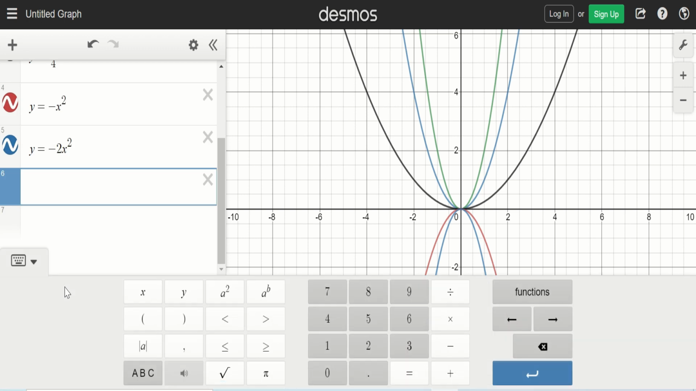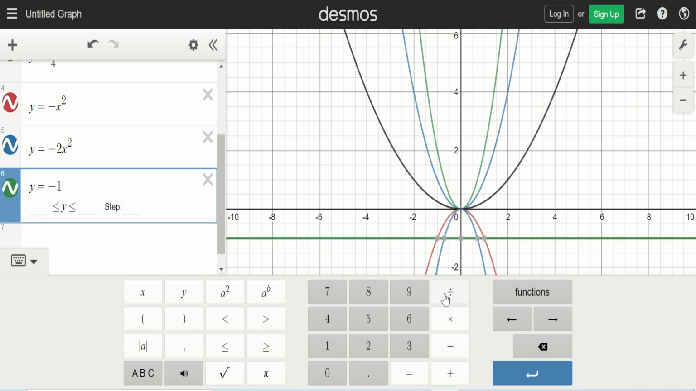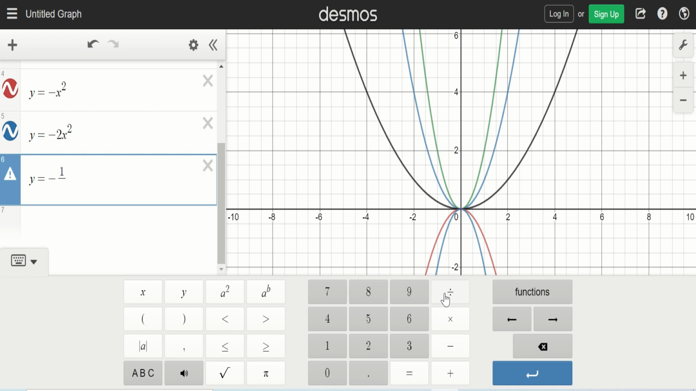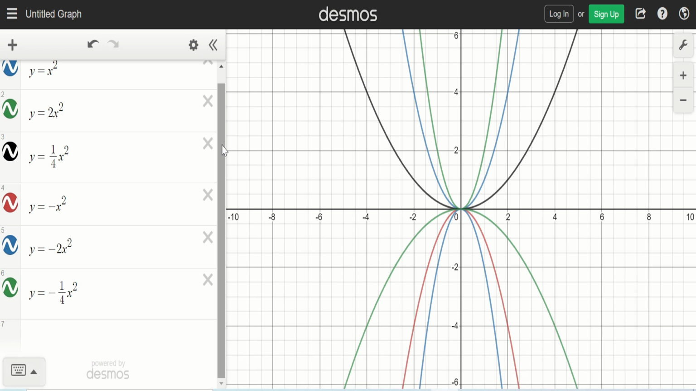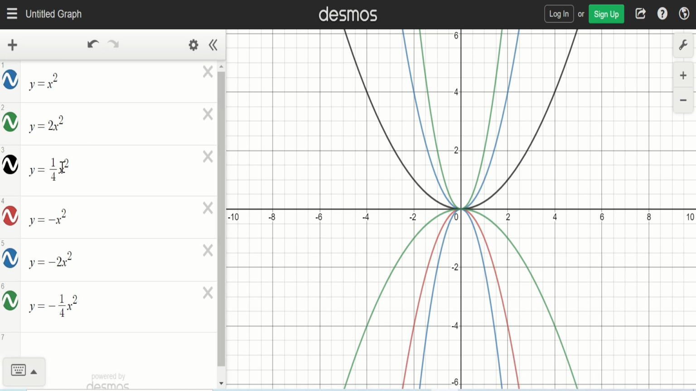So let us observe if a is equal to negative 1/4. So we have y is equal to negative 1/4 x squared. So this will be the look of its graph. So you see, whether it is positive 1/4 or negative 1/4, the graph opens wider than the first two graphs.